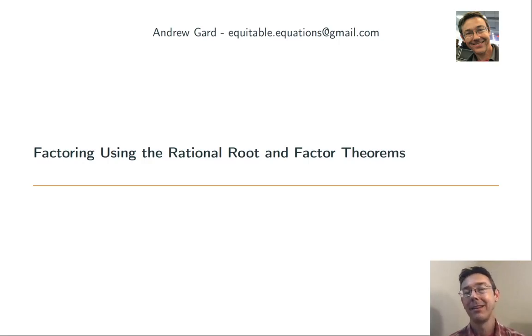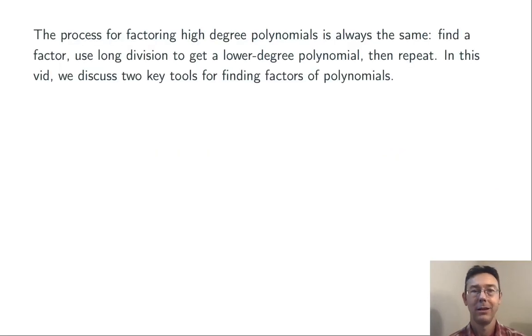Hey everybody. Today we're factoring higher degree polynomials using the rational root theorem and the factor theorem. The process for factoring higher degree polynomials is always the same. Find a root, that gives you a factor, then use long division to get a lower degree polynomial. Then you just repeat that process until you can't go any further.